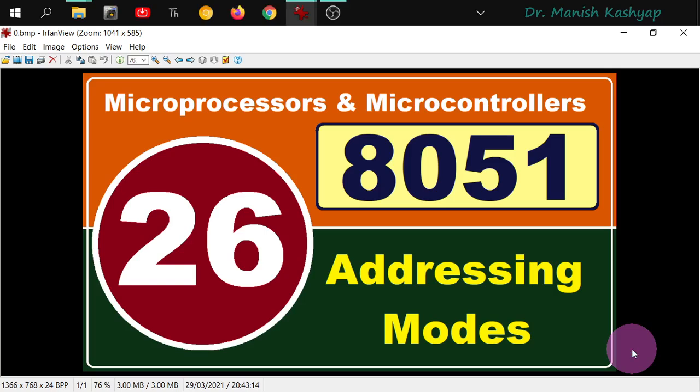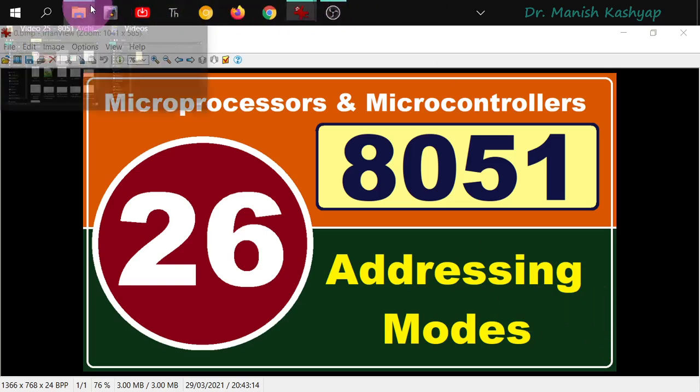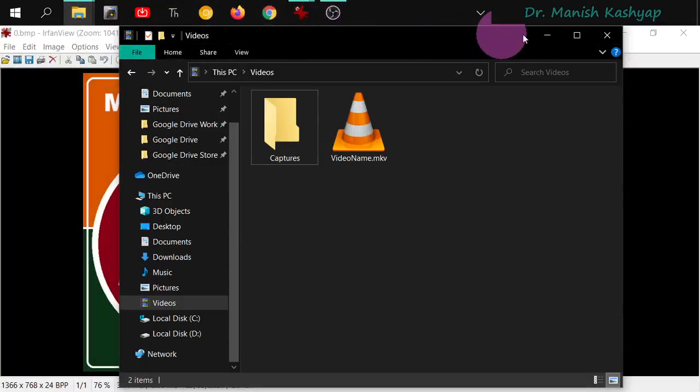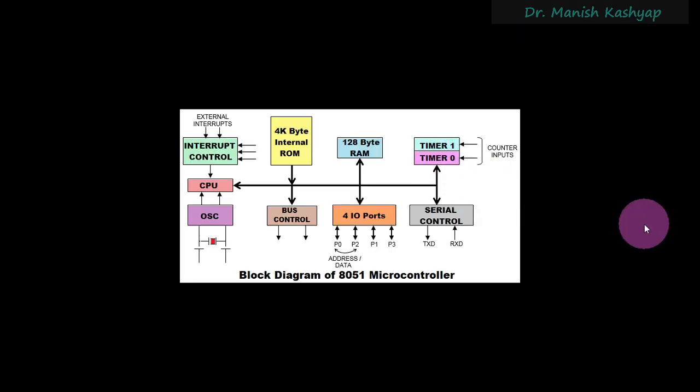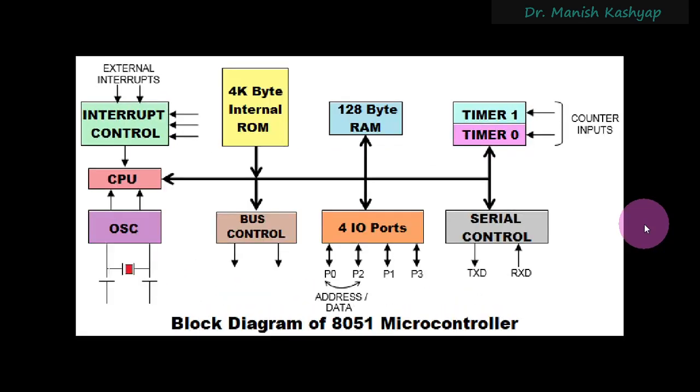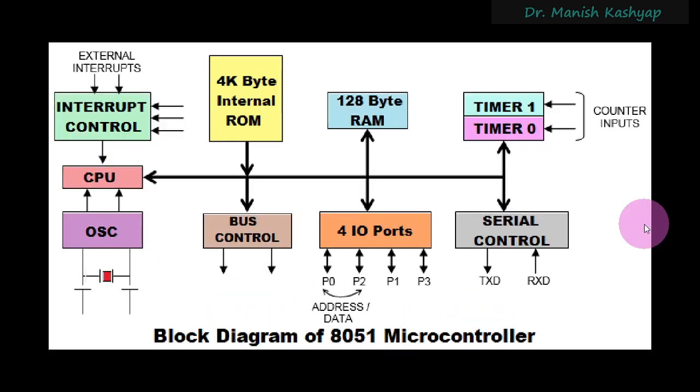So in the previous lecture, we started with the architecture of 8051. Let me just show you that for a quick revision. We said that the 8051 is a microcontroller and it is fabricated on the same chip, including its CPU, its interrupt control structure, oscillator, then internal ROM and RAM, timers, serial control, IO ports, and bus control. So it's a microcomputer system in itself, right?